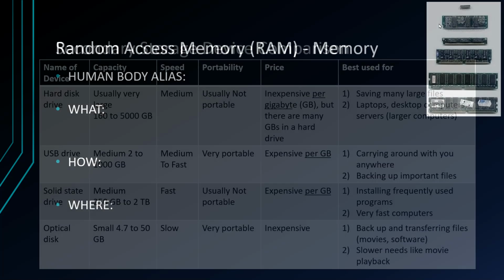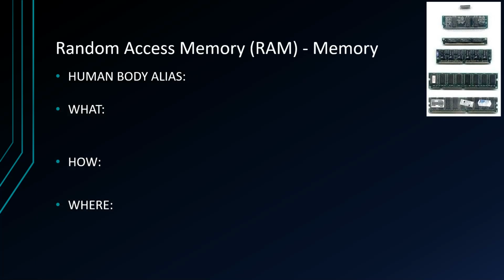So the next one is random access memory, or RAM. Now, I don't really like this term random access memory because there's not really anything random about it. In this case, random means something completely different. It actually means direct. So, in my opinion, it probably should be called direct access memory, but they like to use the term random.